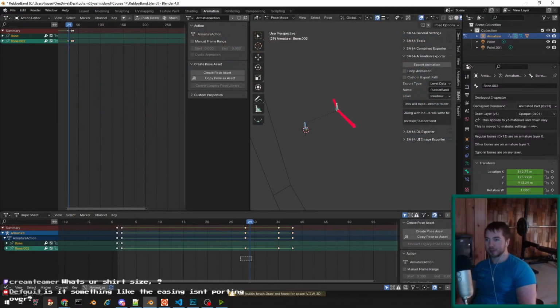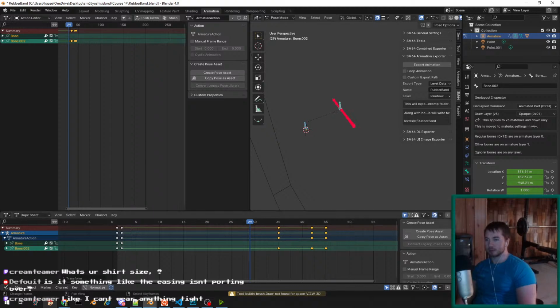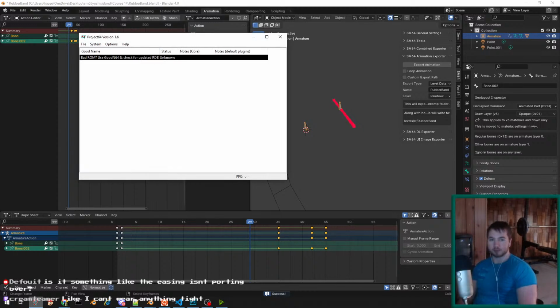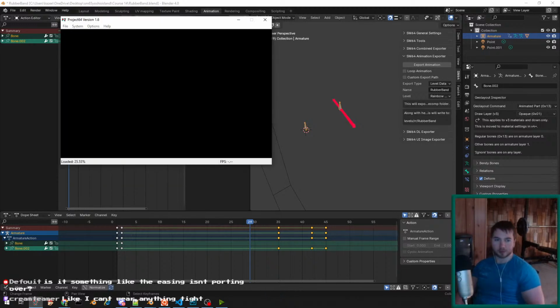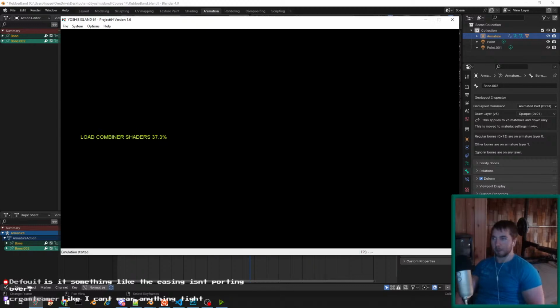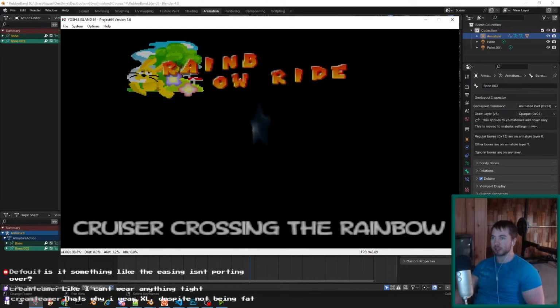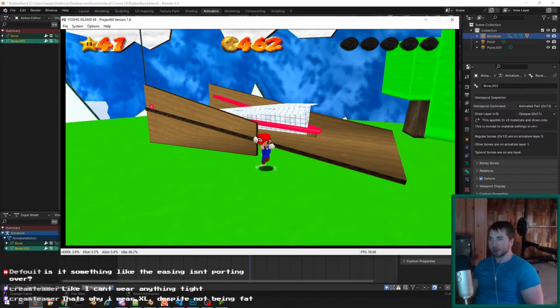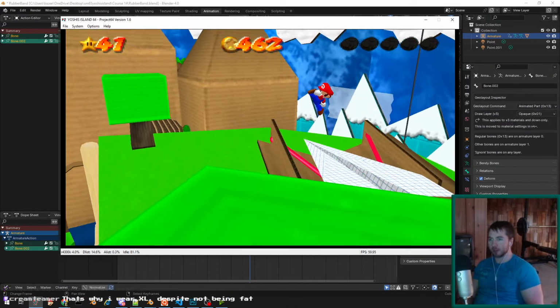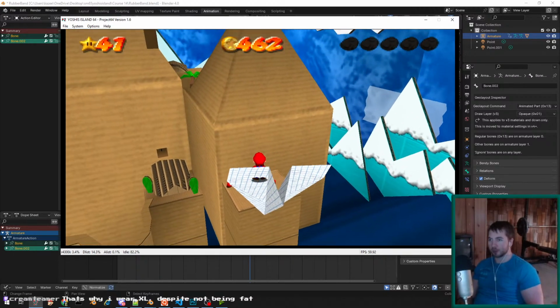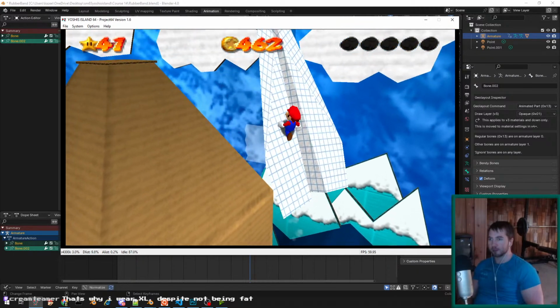So we just a little bit slower. Sometimes the easing is importing over. No, the first animation frame wasn't exporting because there's a smart animation range feature that cuts out all the frames until the first one we have a keyframe on. So because I didn't have a keyframe before the first frame, it just cut the first frame.